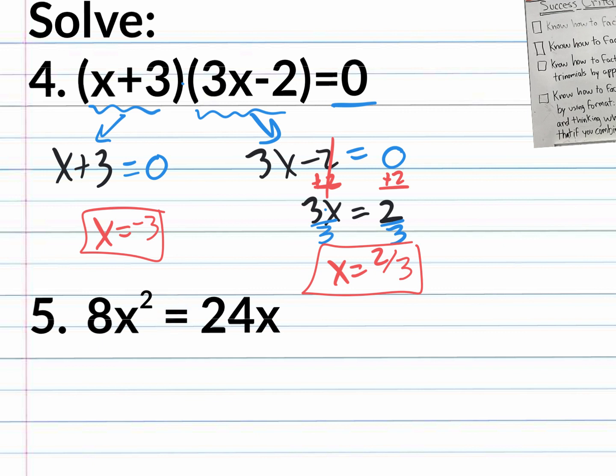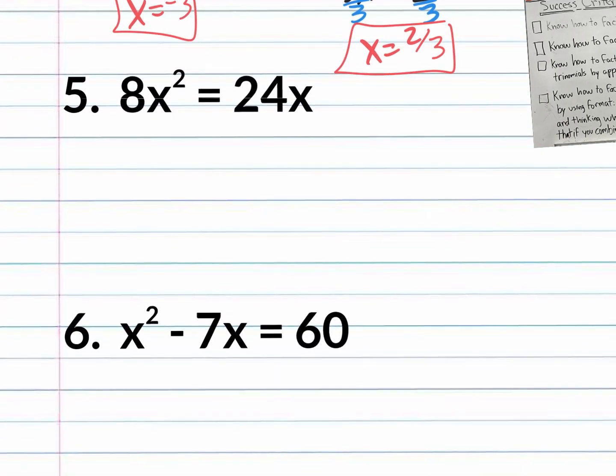Oh yeah, by the way, when you type it in on your Chromebooks, make sure you type in no spaces, x equals negative 3, comma, no space, x equals 2/3. Okay. No spaces between your terms. Put a comma between your answers. Okay. Number 5, we have another equation.